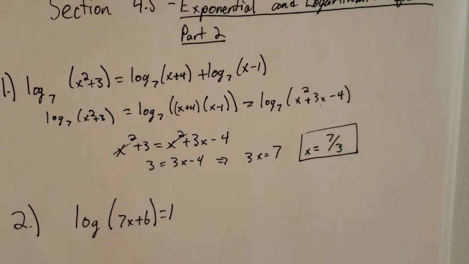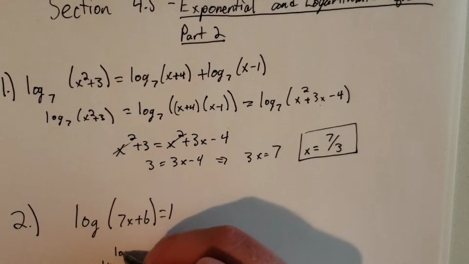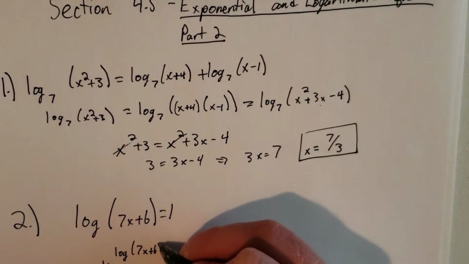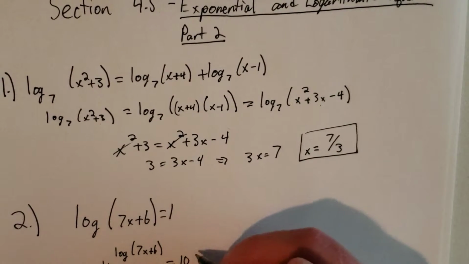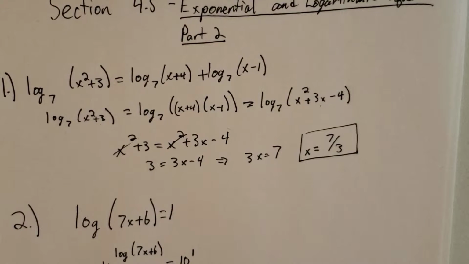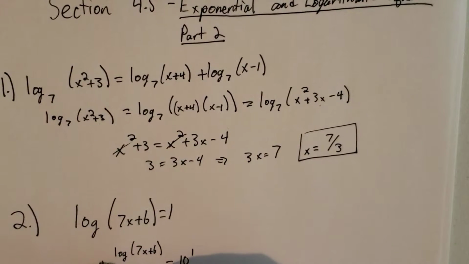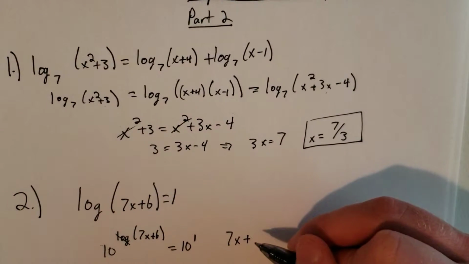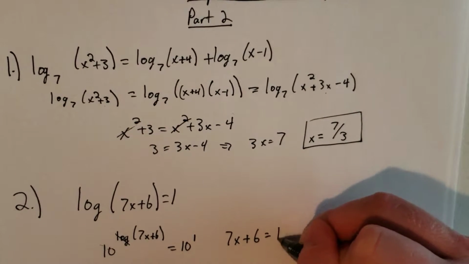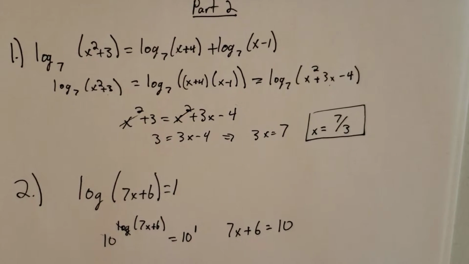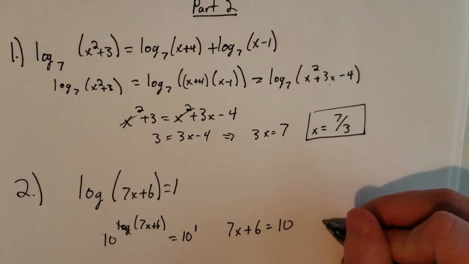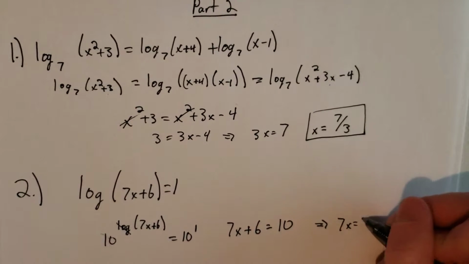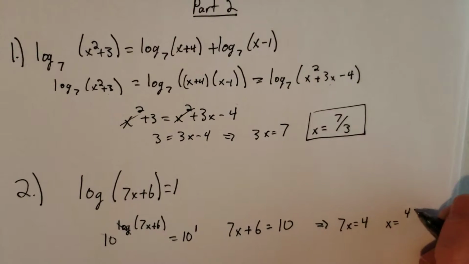What we can do with this is take 10 and raise it to each side of this equation. So we have 10 raised to the log base 10 of 7x plus 6, and on the right, we also have 10 raised to the first power. 10 raised to the log base 10, those just cancel, right? Those are inverses of each other. So in fact, we get 7x plus 6 is equal to 10. Therefore, we can subtract 6 on both sides, and we get 7x is equal to 4, so x is equal to 4/7.